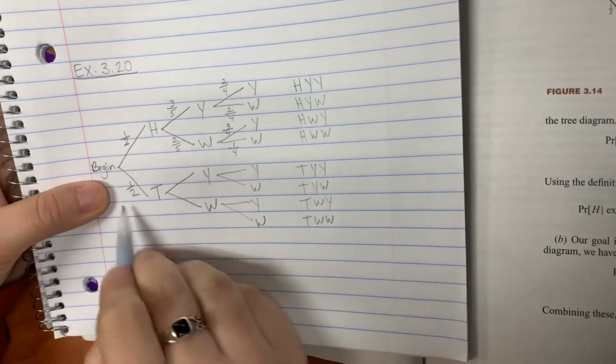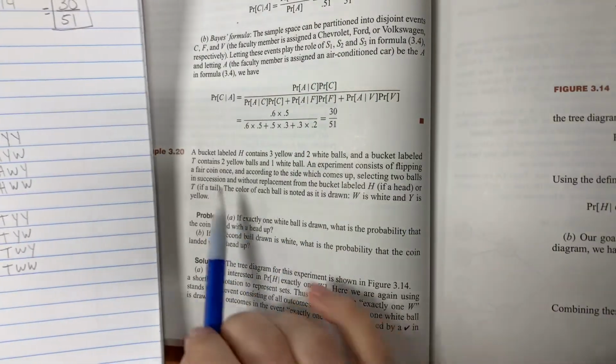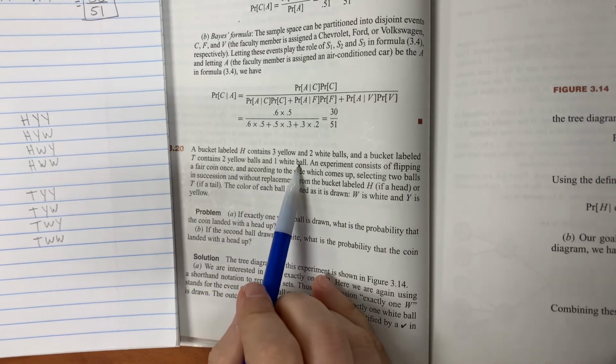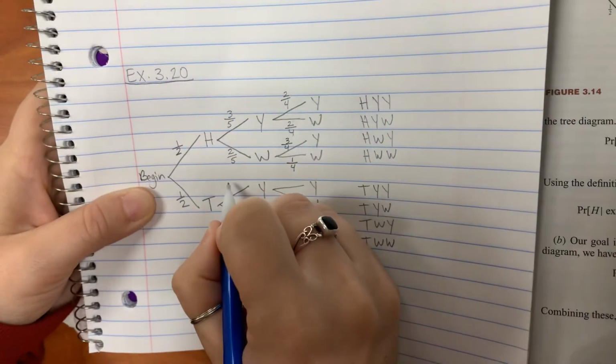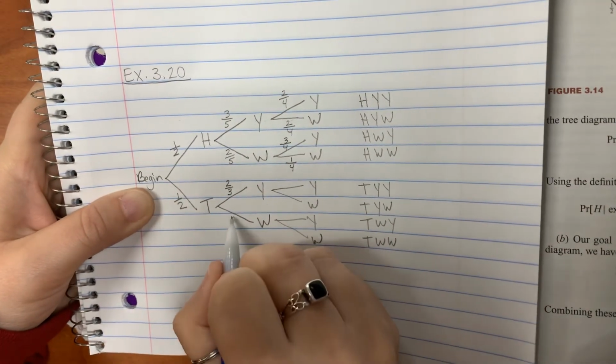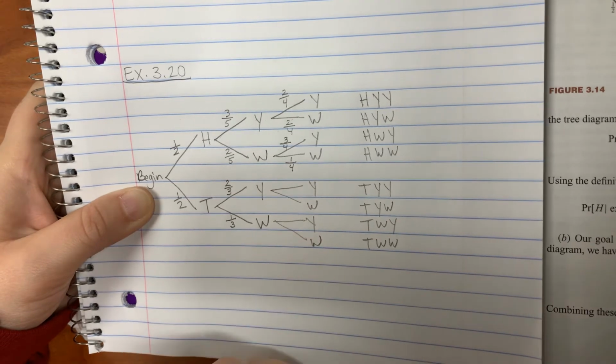Okay, this one, same situation. So let's look at how many were in bucket T. I've got 2 yellow and 1 white, right? So if I have 2 yellow out of 3 total, because I only had 1 white, that means I had 1 white out of 3.